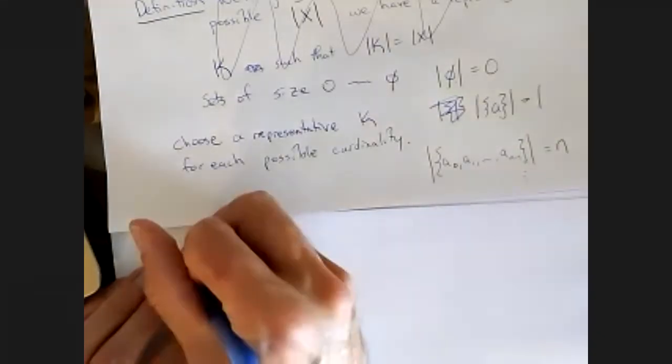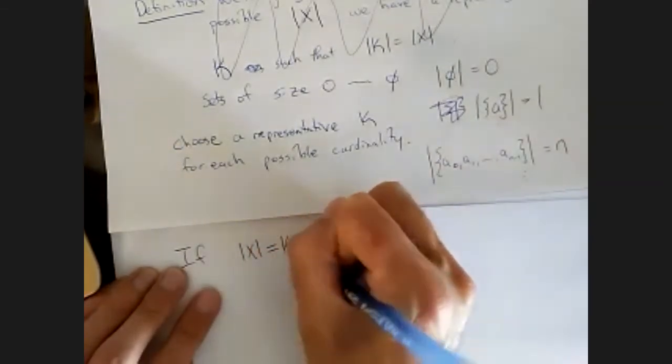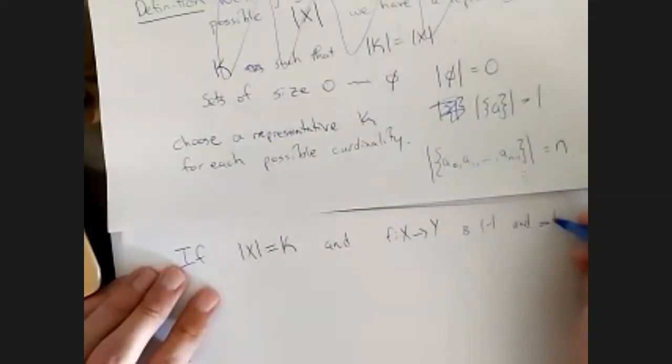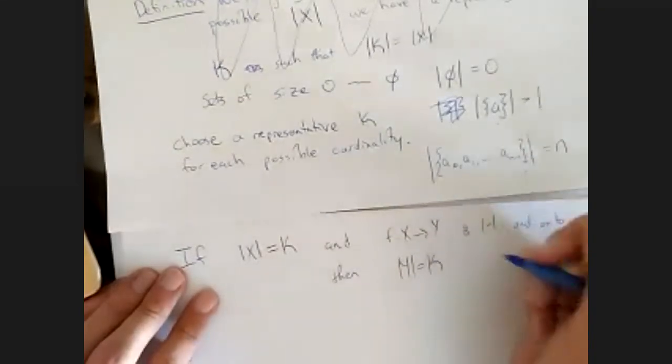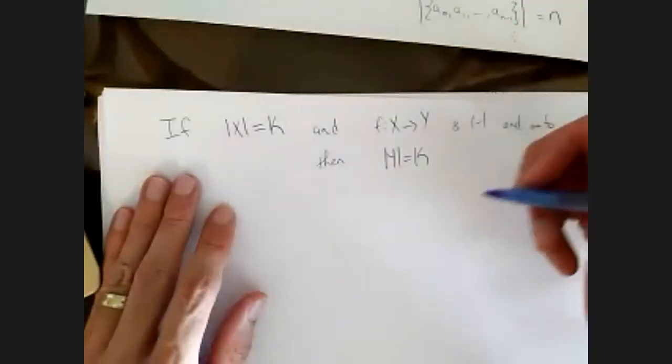Okay, so then if we have that the cardinality of X is kappa, and F from X to Y is 1 to 1 and onto, then also the cardinality of Y must also be kappa. So basically, we're choosing a representative of the sets of each possible cardinality.